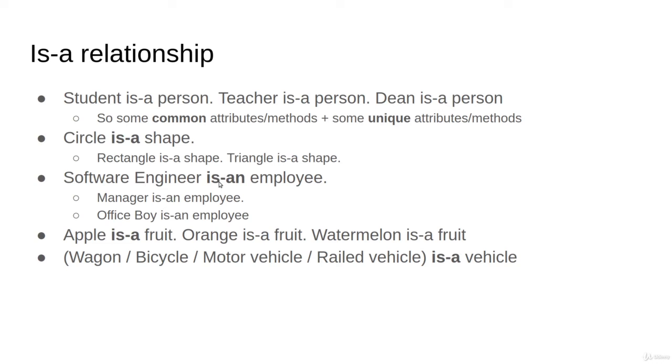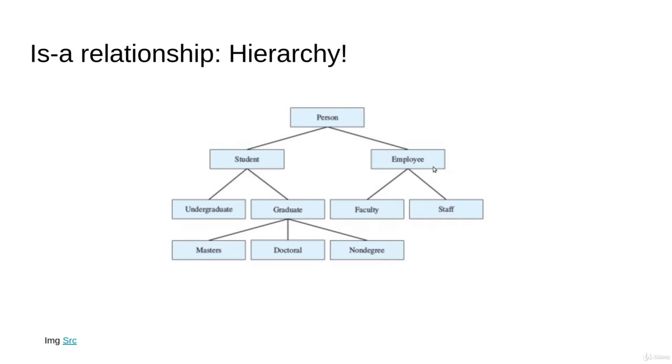Software engineer is an employee. Manager is an employee. Office boy is an employee. Given that all of them are employees, they should have some salaries, they should have some starting date, and so on. But still, a software engineer is something so different from an office boy. Apple is a fruit, orange is a fruit, watermelon is a fruit. Wagon, bicycle, motor vehicle, all of them are vehicles. So as you see, the is-a relationship is something that is so fundamental in our life. You can even think that the is-a relationship could easily create a hierarchy, and this is something very important.